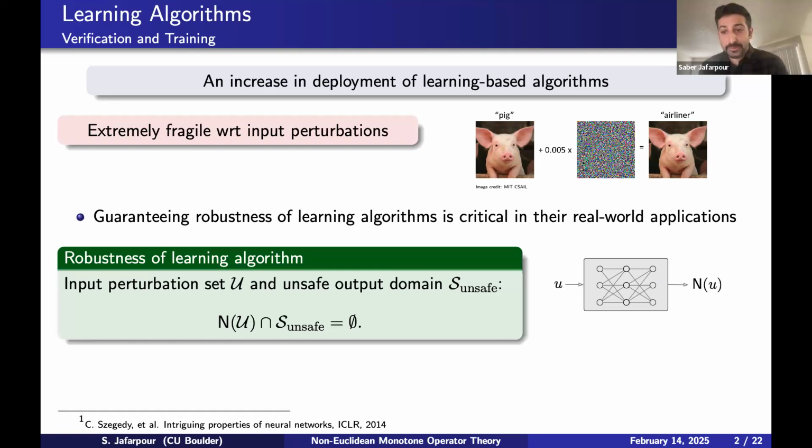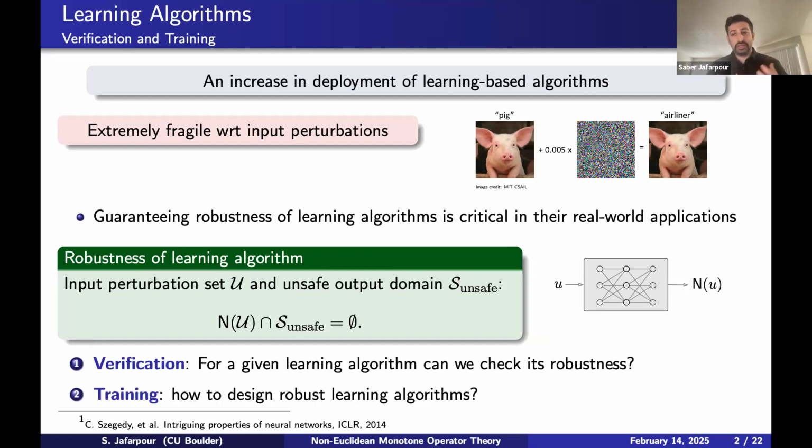Given a learning algorithm and some input perturbation on the input of the learning algorithm, we say that the learning algorithm is robust if the image of that input perturbation under the learning algorithm doesn't go into an unsafe set, which is predefined. For example, it can be misclassified labels, or it can be some output which is large enough, which is not acceptable for the safety of the people or the system itself.